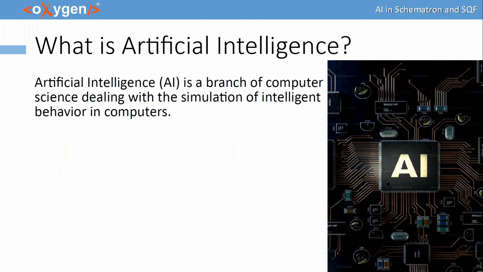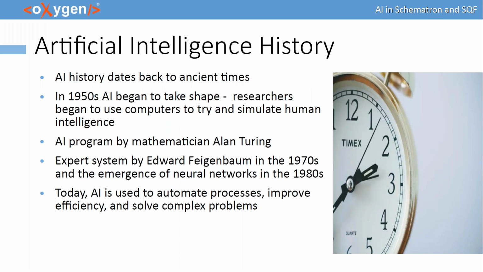So first of all, what is artificial intelligence? It's a branch of computer science that deals with simulation of intelligent behavior in computers. This idea started from ancient times, and in the 50s it began to take shape. Researchers began to use computers to simulate human intelligence. Then there was an AI program developed by Alan Turing. Then in the 70s, an expert system was developed, and in the 80s, the emergence of neural networks. Today, AI is used a lot to automate processes, to improve efficiency, but also to solve complex problems, and lately also for natural language processing.